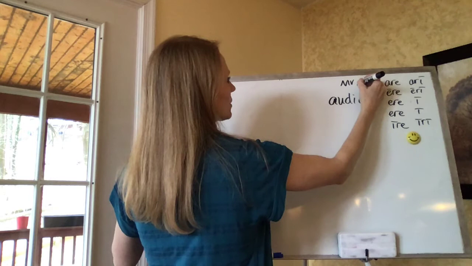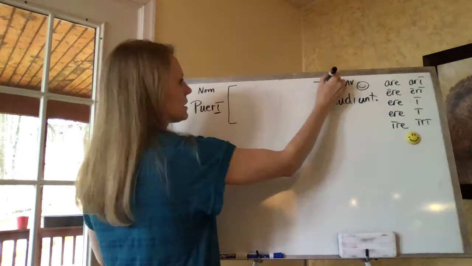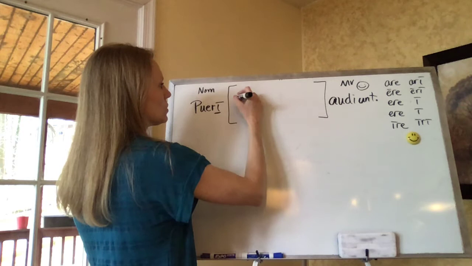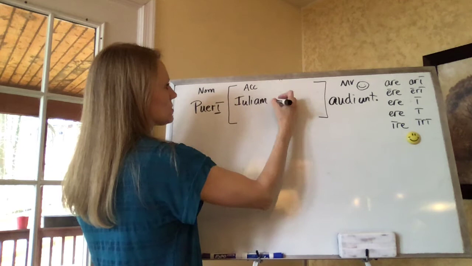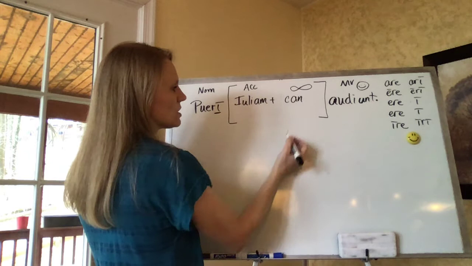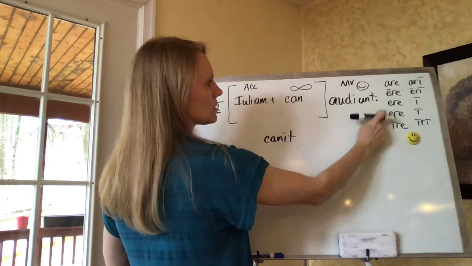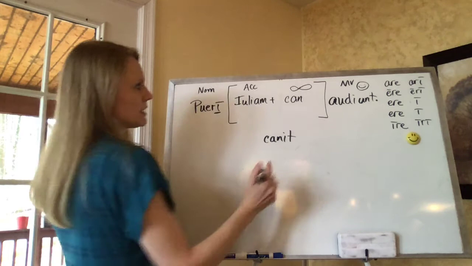Okay. And then what do we need in here, right? The boys hear Iulia. This ending is going to be Iuliam because we need the accusative. Sing. Cano. Now this is going to be the infinitive. So this was canit. So we know it's going to be a third or a fourth. Which one is it? This one is a third. Canere.